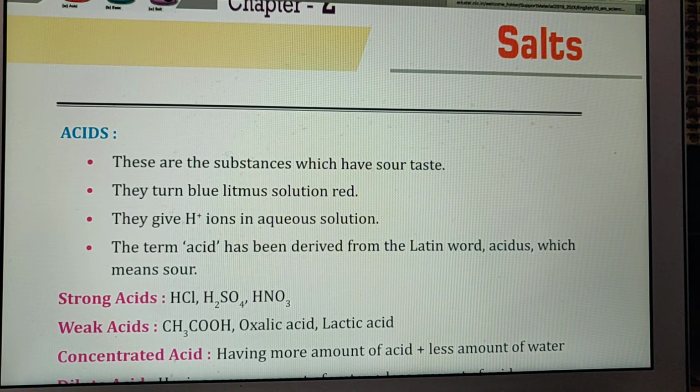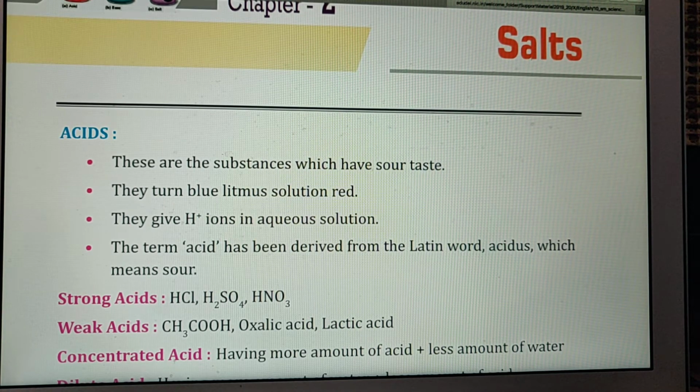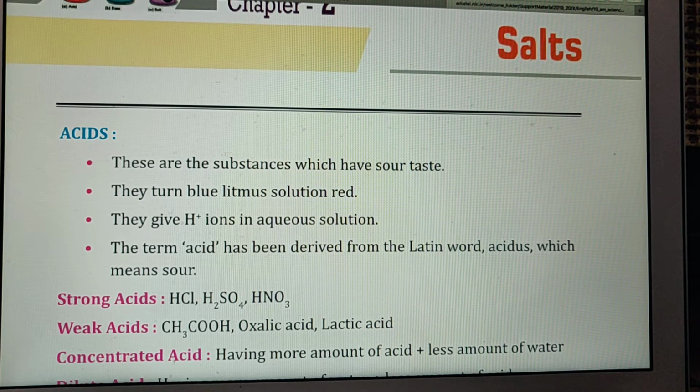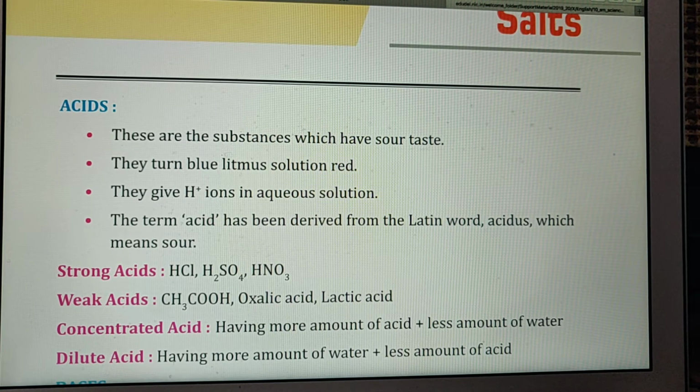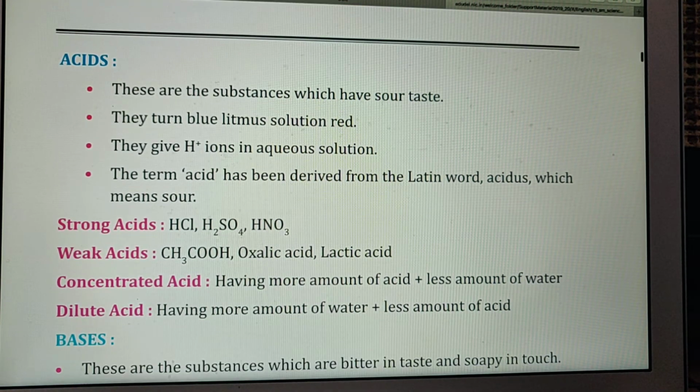Concentrated acids have more amount of acid plus less amount of water. Be careful, less amount of water, more amount of acid, concentration is higher. Now dilute acids have more amount of water plus less amount of acid.